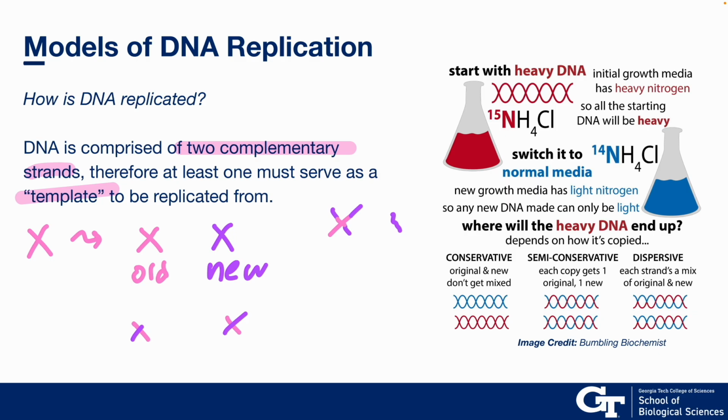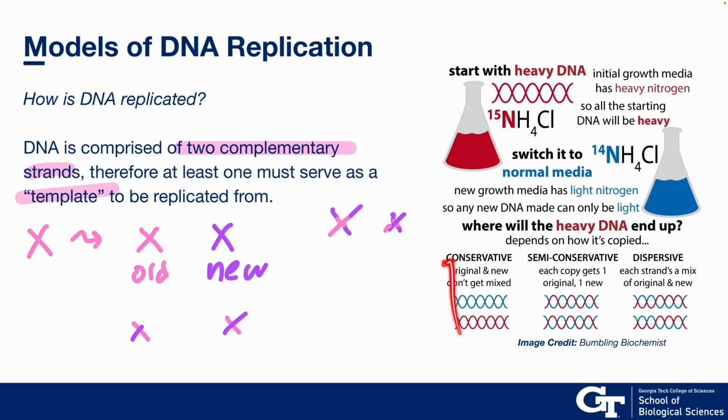Maybe we have a little bit more purple in this one, some pink. All right, so some old, some new. One old, one new. Or all old, all new. Those are the three models: conservative, semi-conservative, or dispersive. And so how was this proven? Well, it was proven through something called the most beautiful experiment in biology, which I think is really fitting.